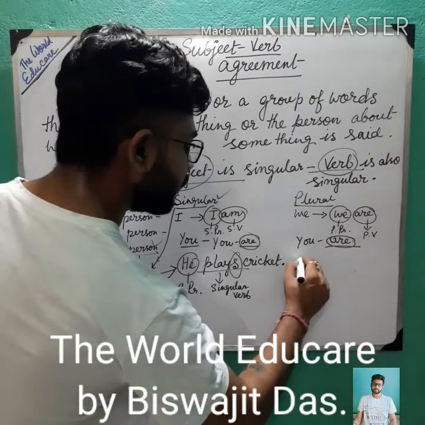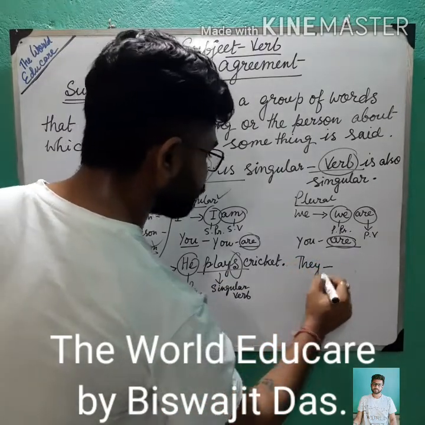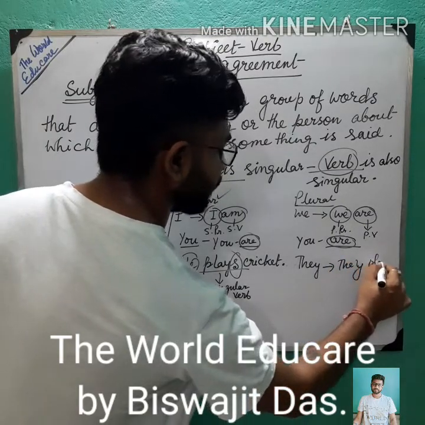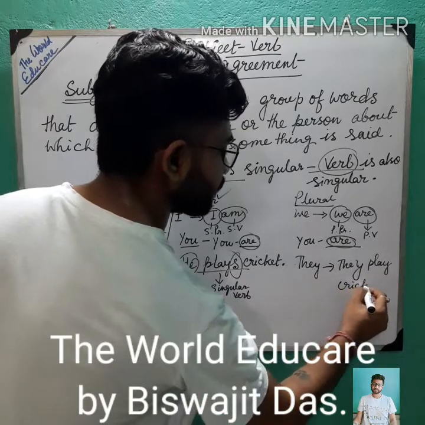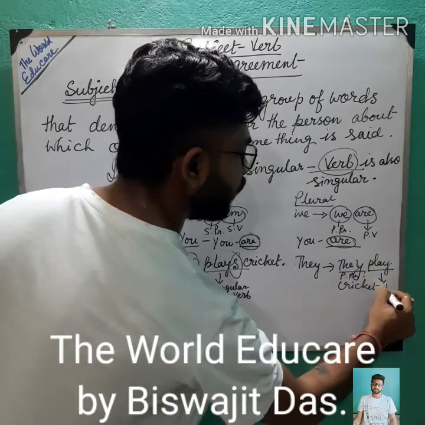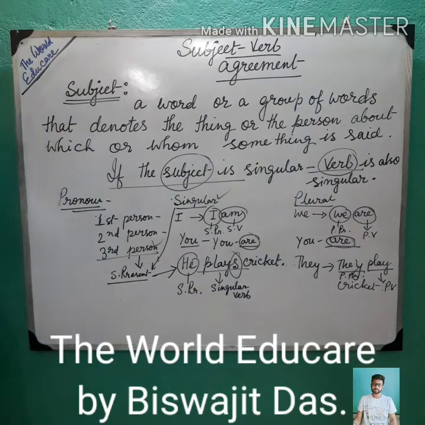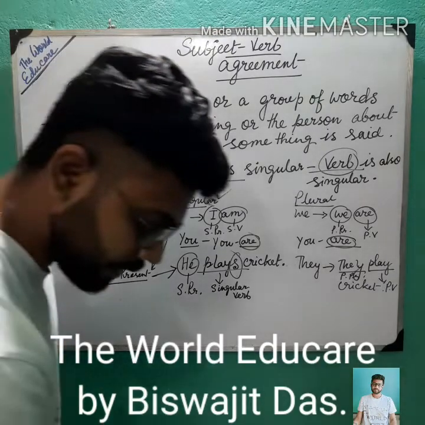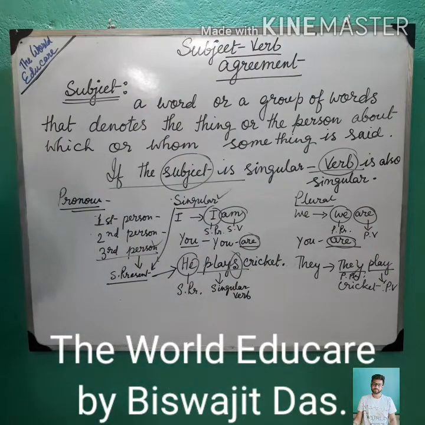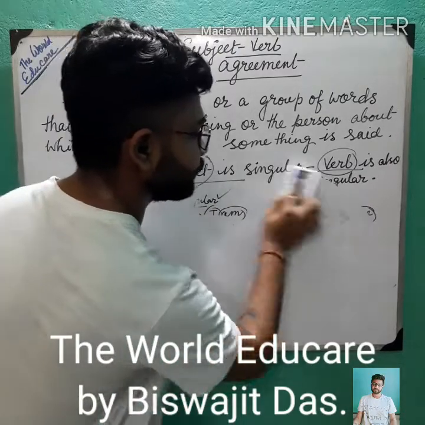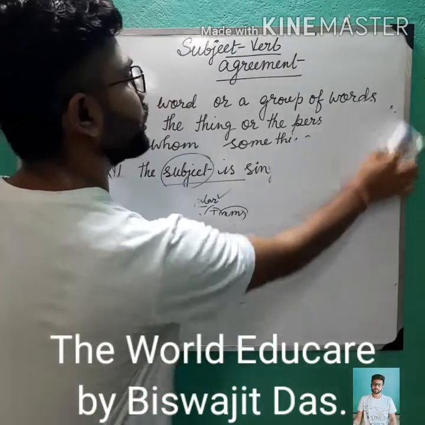But you can see here, they, it will be always they play cricket. Why? Because it is plural and it is also a plural verb and it is in its root form. Now this much is clear. I hope it is clear. So I can drop the board and I will go for further extension of the same topic that we are discussing today.